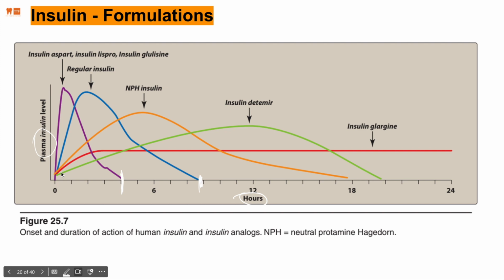NPH insulin, it slowly progresses, never reaches that height, but it lasts longer, up to 18 hours on this chart. Insulin detemir and glargine, they are long acting and they last longer, but they never reach that high. You'd notice their peaks are very, very small. But they last much longer, up to 20 hours here as well. And this just keeps going up to 24 hours and even longer.